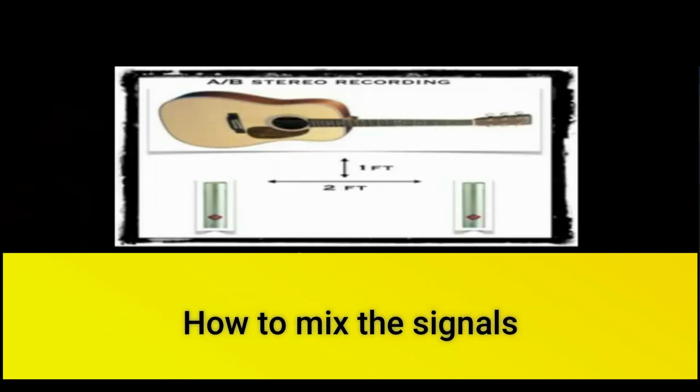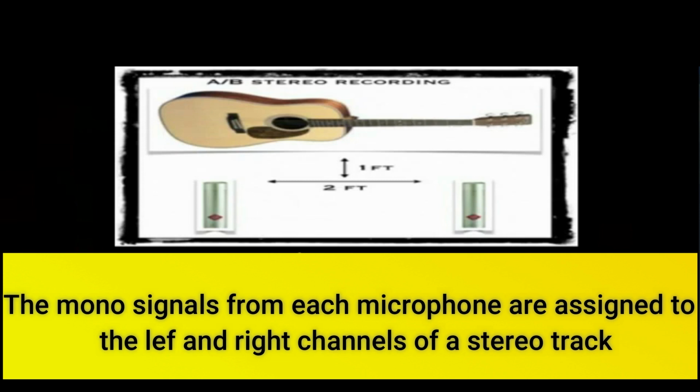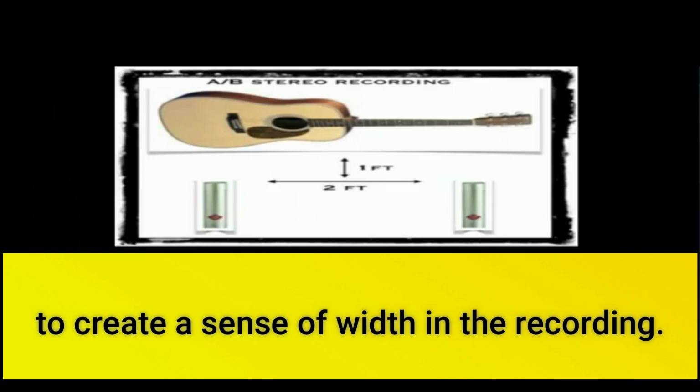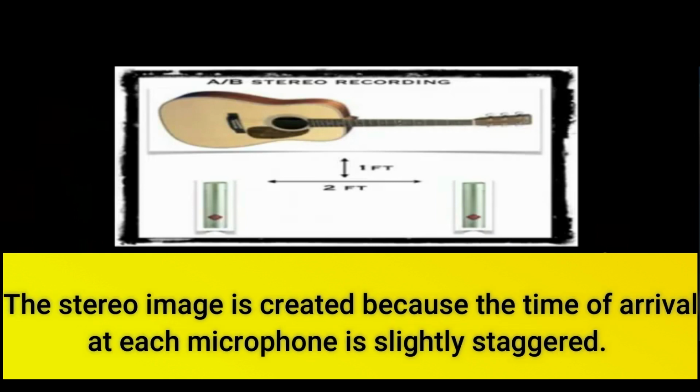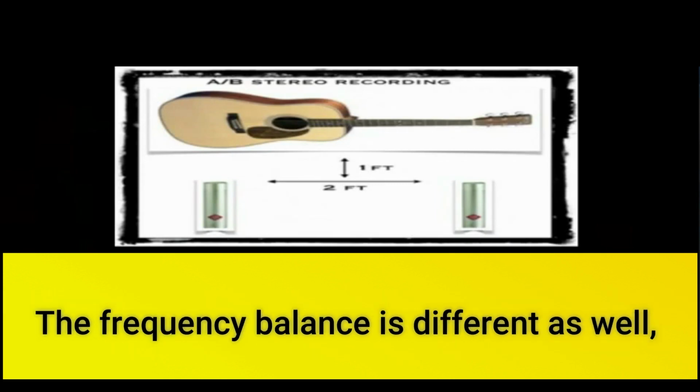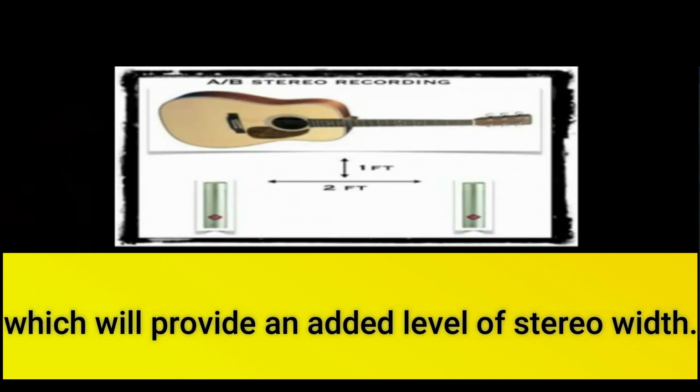How to mix the signals. The mono signals of each microphone are assigned to the left and right channels of a stereo track to create a sense of width in the recording. How it should sound. The stereo image is created because the time of arrival at each microphone is slightly staggered. The frequency balance is different as well, which will provide an added level of stereo width.